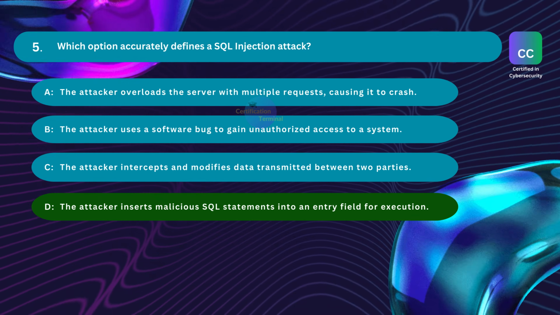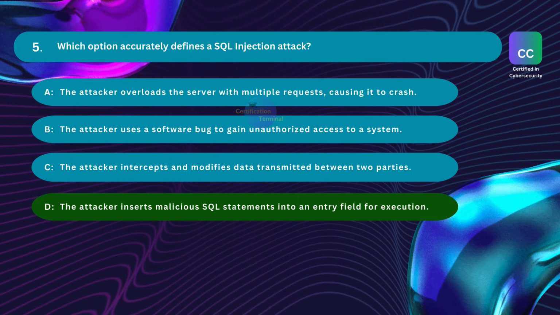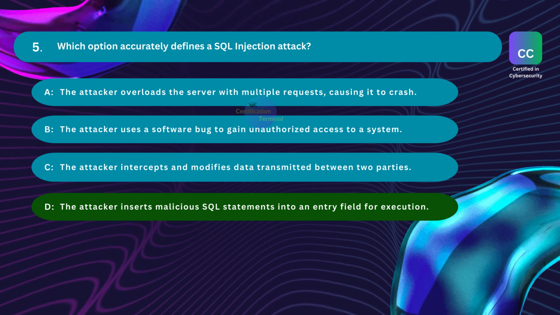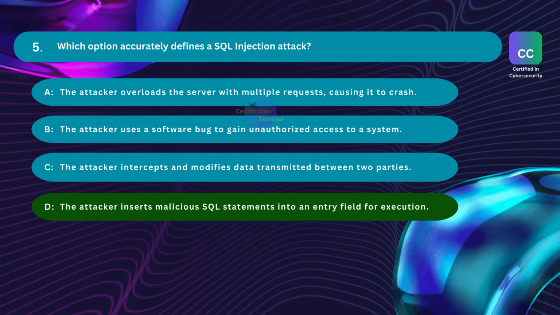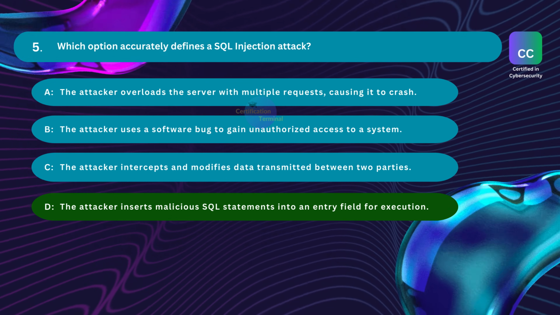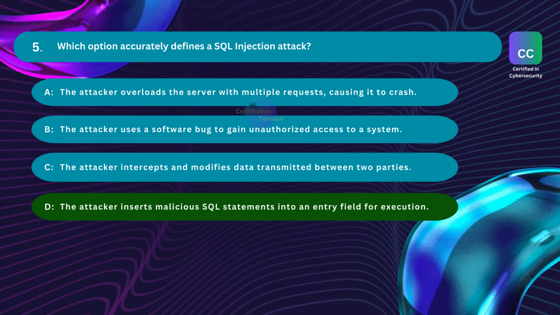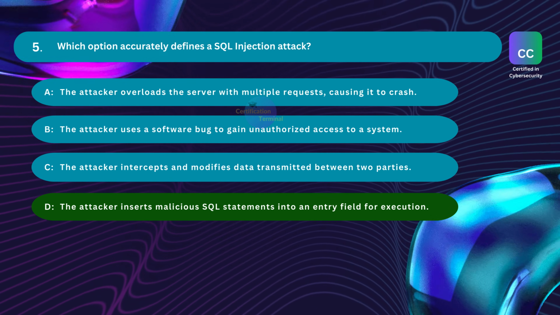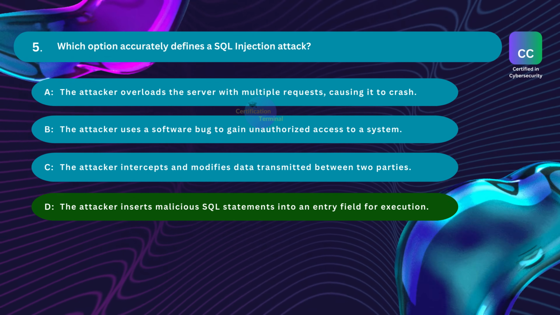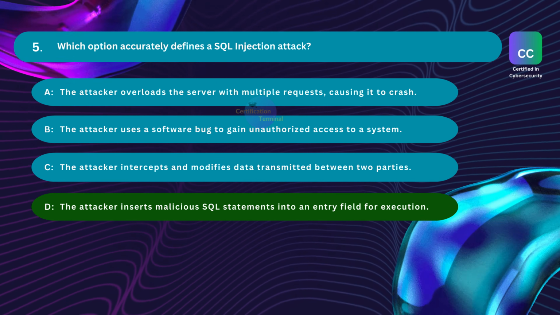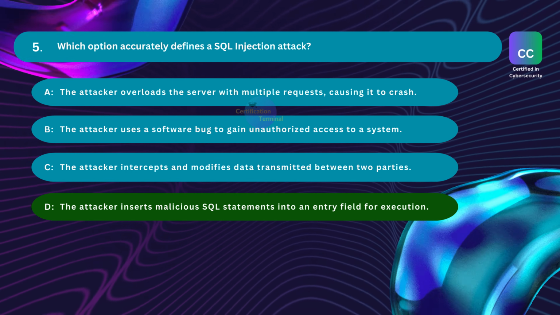By inserting specially crafted SQL statements into input fields, they aim to alter the intended SQL query executed by the application's database. Option A explains a denial of service or distributed denial of service attack, intending to flood the system with excessive traffic to make it inaccessible. Option B encompasses various attack types but does not explicitly detail an SQL injection attack. Often, attackers exploit vulnerabilities within the software or system rather than relying on a specific software bug. Option C delineates a man-in-the-middle attack, in which the attacker intercepts and potentially modifies communication occurring between two parties.